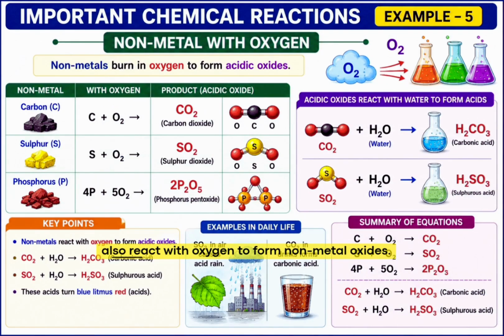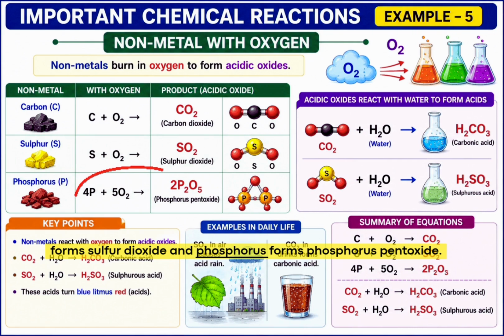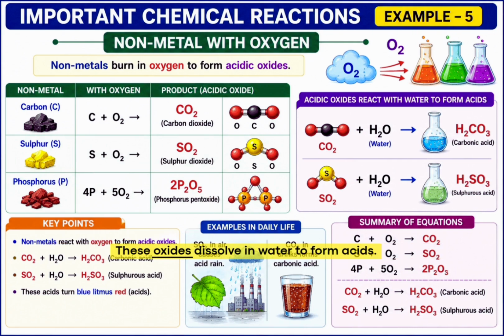Nonmetals reacting with oxygen. Nonmetals also react with oxygen to form nonmetal oxides. Carbon forms carbon dioxide, sulfur forms sulfur dioxide, and phosphorus forms phosphorus pentoxide. Most nonmetal oxides are acidic in nature. These oxides dissolve in water to form acids.